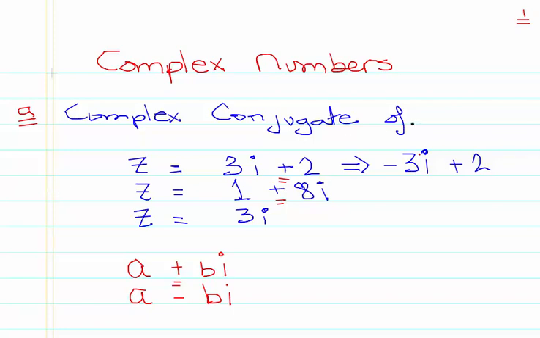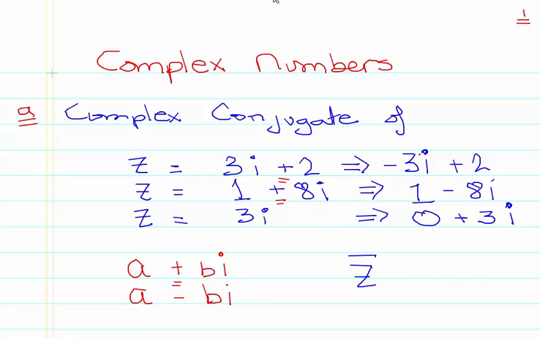Typically, the complex conjugate is written as a bar over z. So in this case, it's straightforward enough. In the second case, it's 1 minus 8i, and in the third case, 0 is a and bi is 3i. So I'll just write it out in long form for this particular case. Sorry, that should be a minus there. Apologies. Okay, so those are our three answers.